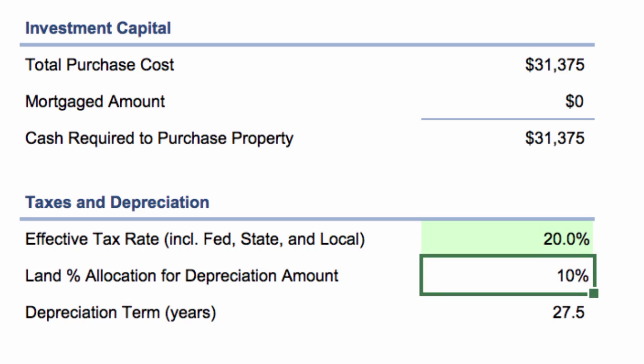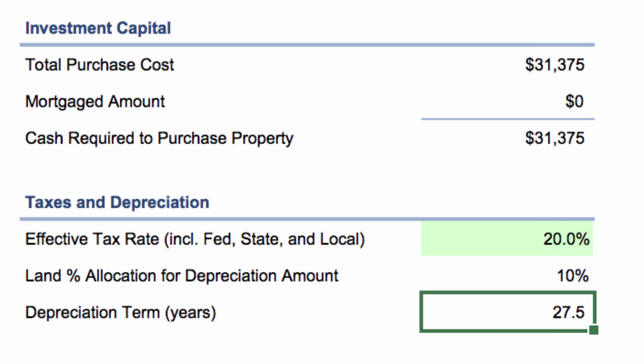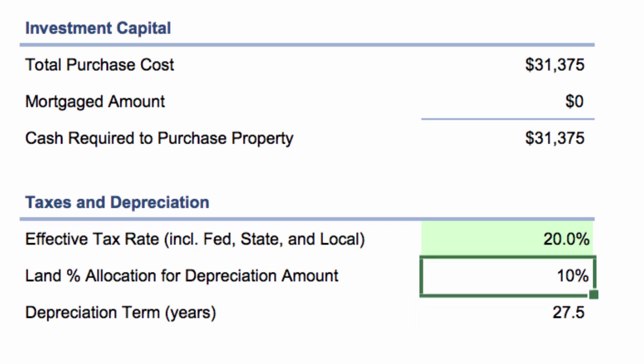And then these two things down here generally shouldn't have to change much, if at all. Assuming you're buying a residential structure of some kind, the depreciation term is always going to be 27.5, and the land allocation percentage for depreciation is almost always going to be at 10% or pretty close to that. So you can just leave those as is.